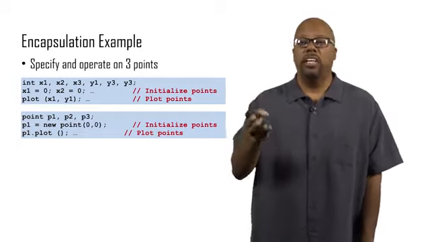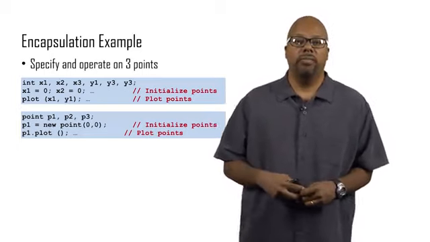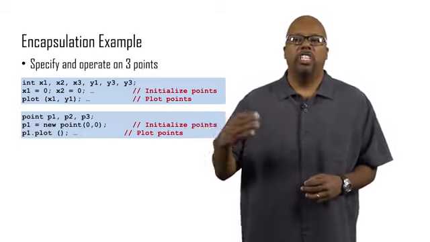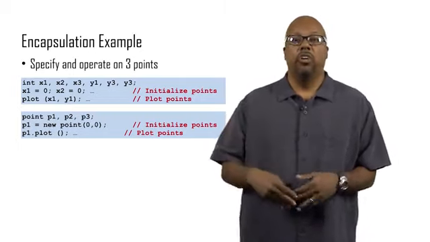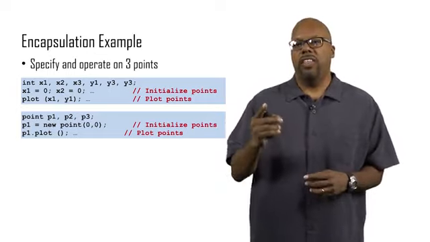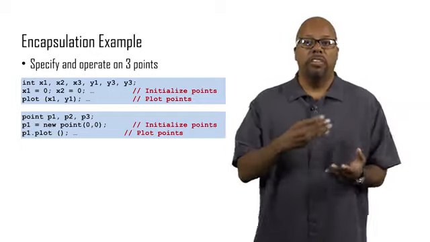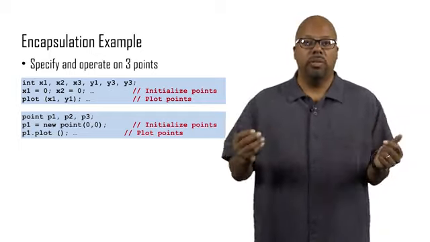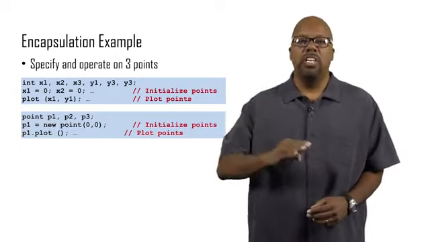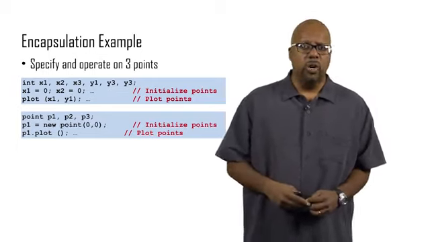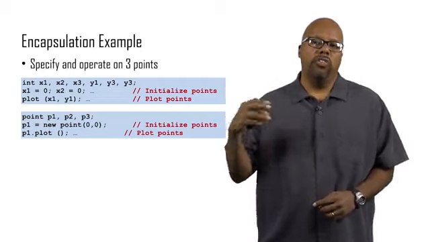You'd make a new point, and 0, 0, the arguments, those will become the x and the y values for this point. So I initialize that, and then I call a function called p1.plot in order to plot the point. Now notice how that plot is different than the plot above, right? The plot above takes 2 arguments, x1 and y1, which is the coordinates that I want to plot. The bottom plot doesn't have any arguments, right? It's just p1.plot.